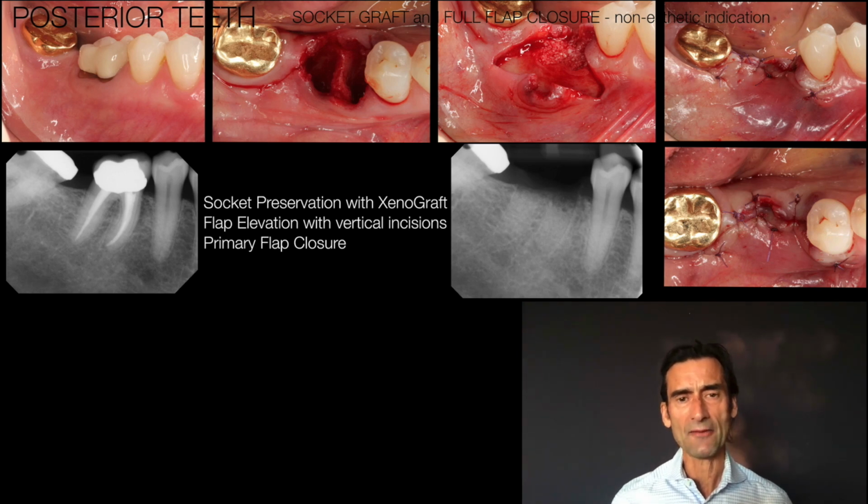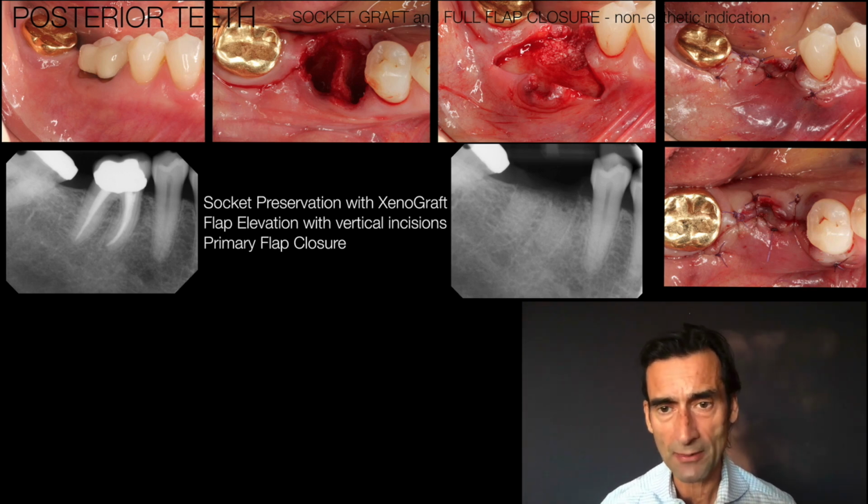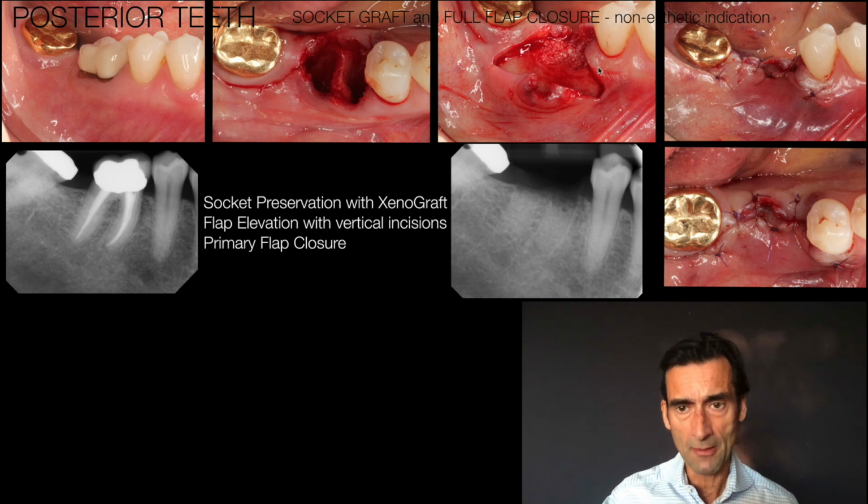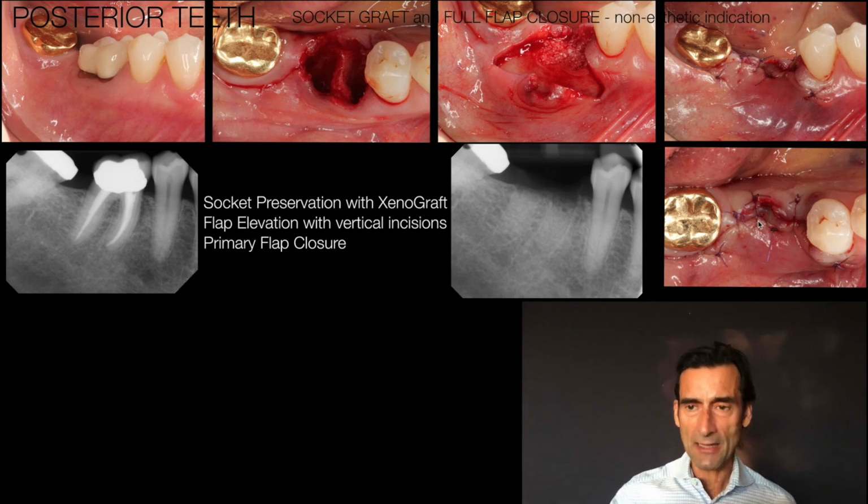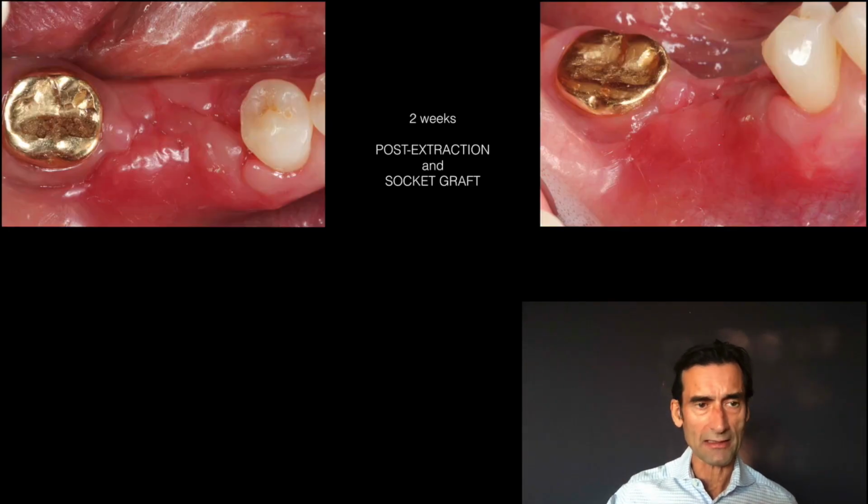So I find it so much more controllable just to raise a flap, place a bone graft, and come back 4 to 6 months later. So here's the bone graft placed in this photograph. Here a bovine hydroxyapatite. Here you can see it sitting nicely in the roots all the way to the crest. And then here's the full flap closure with a displacement of the mucogingival line a little bit towards the lingual. But I can correct that later.